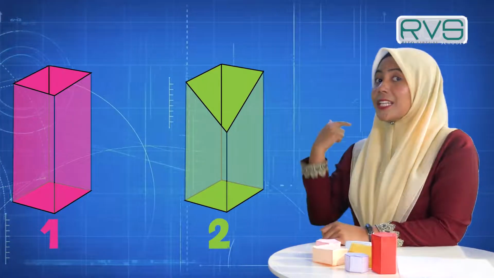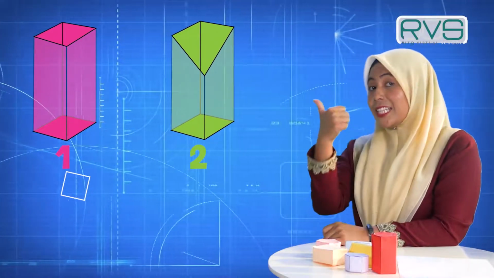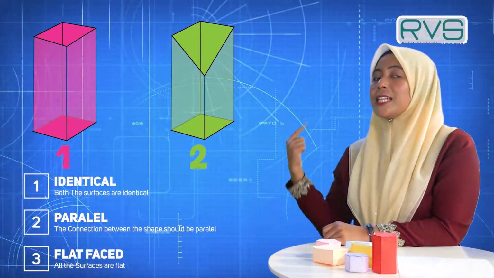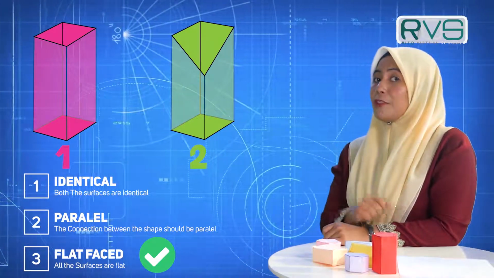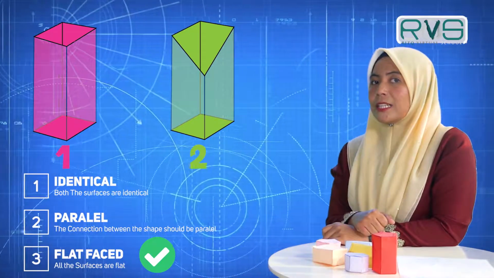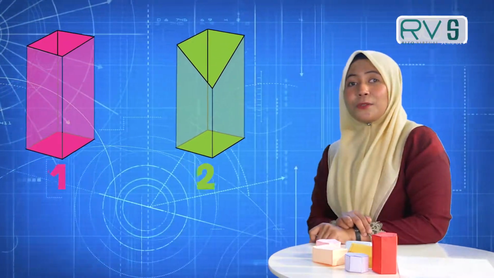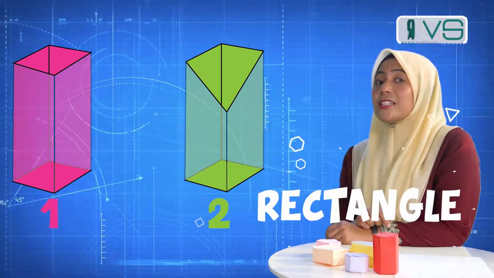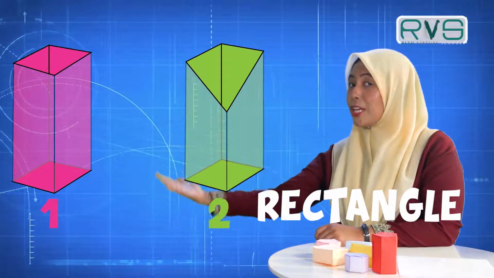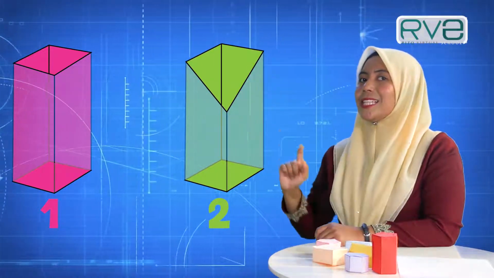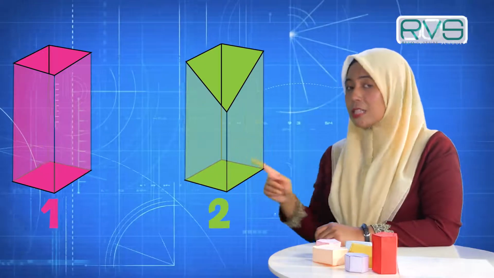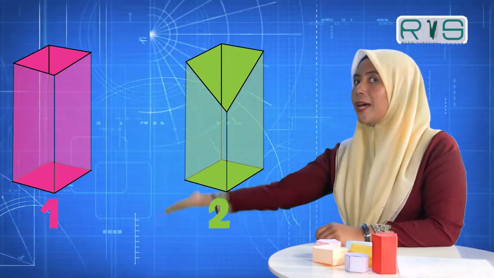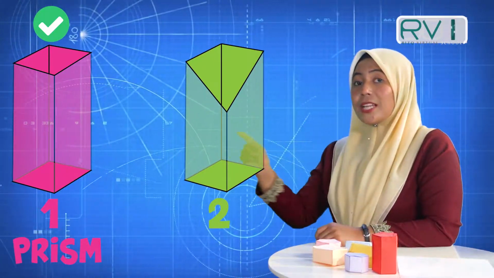Alright, you remember the keywords of the prism from before: identical, parallel, and flat face. Okay, both pictures have flat faces, but can you see the identical parallel? Is it parallel or not? From the first picture, you can see the base shape is a rectangle. If you bring it parallel up, is the 2D shape still a rectangle? Yes, so that means it is parallel. So very good. Number 1 is a prism.